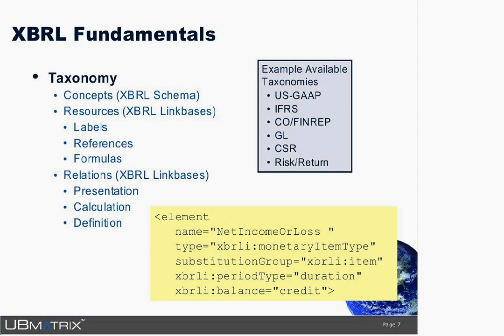Besides that, the other thing that's included in taxonomy is relations. So I can define the relationships between the various elements. The kinds of relationships you'll find in the standard taxonomy are presentation. So what's the hierarchy if I'm doing a balance sheet or if I'm doing an income statement? What's the way I want that information presented? What's the indentation, what's the hierarchy, what's the possible ordering?